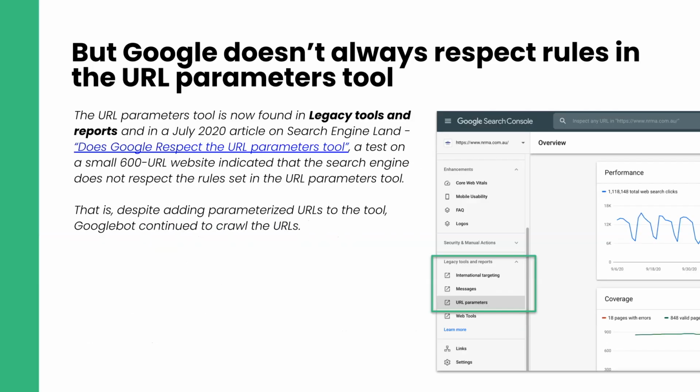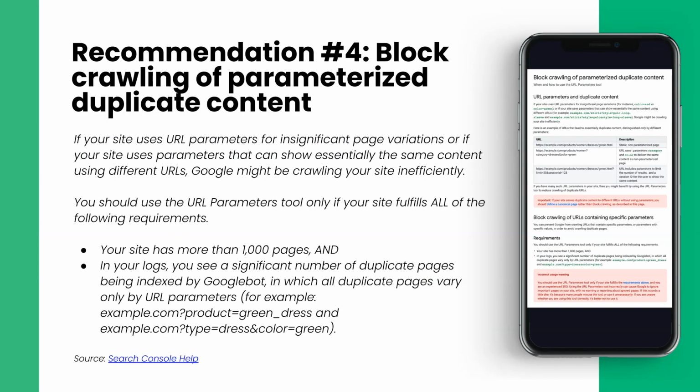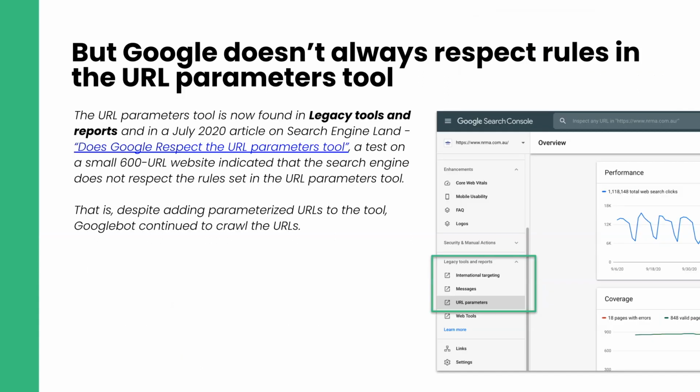So back to here, I should cover. There is this tool that I can use within GSC. I've actually never used it because it's quite scary. Once you click on add a parameter, it gives you all this stuff. But apparently you can define which parameters you want to exclude. However, in this study that I've linked here, they found that even when they applied this, Google continued to crawl the parameterized URLs.